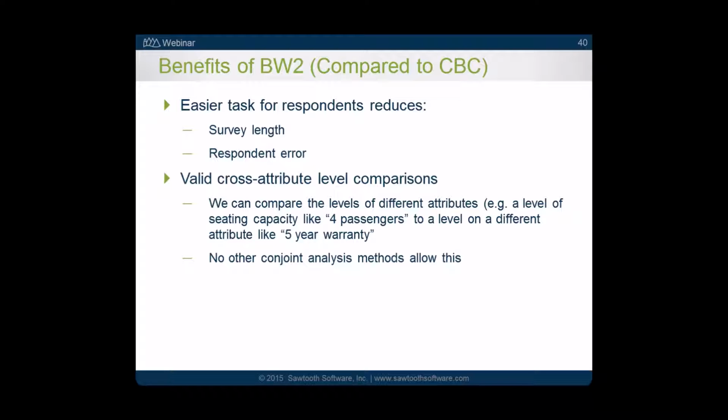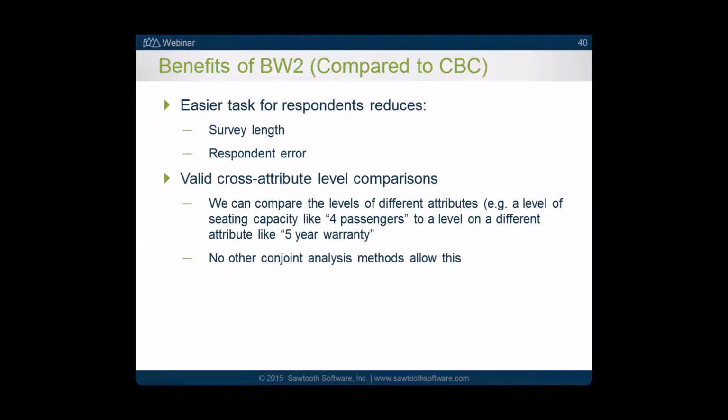By way of benefits, this is an easy task for respondents, and what that means is it's a shorter task for respondents than a choice-based conjoint is. And it's been consistently found that this way of doing conjoint analysis has less respondent error in it than choice-based conjoint does. And I'll show you that in a minute.